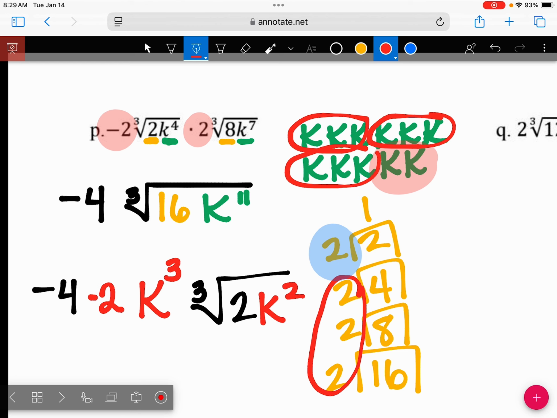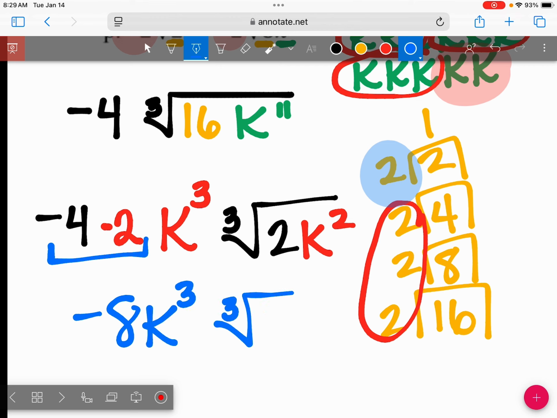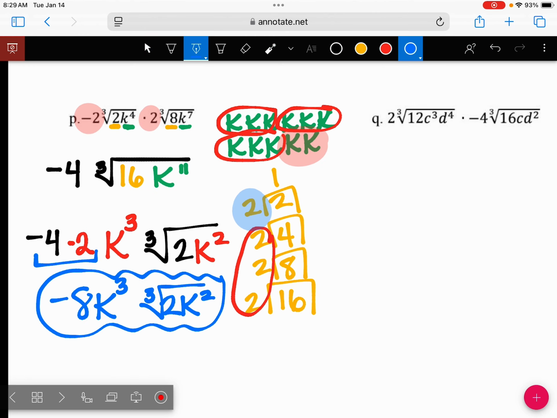So let's clean this up. When there's 2 numbers on the outside, we multiply them together. -4 times 2 would be -8K cubed. And that's multiplied by the cube root of 2K squared. Okay, one more question and we are finished for today.